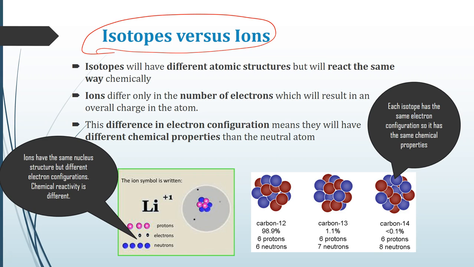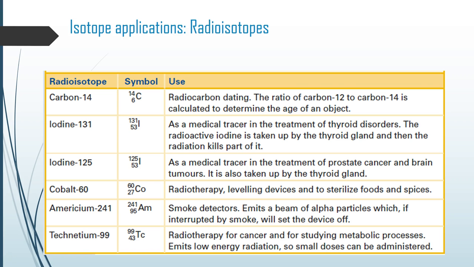Remember, ions gain or lose electrons to become more stable, so they certainly behave differently to the neutral atom before they've done that. Ions will have the same nucleus structure, but different electron configuration, so their chemical reactivity is different, whereas isotopes have the same electron configuration, so they have the same chemical properties, but differ slightly in their physical properties because of the different structure of the nucleus. And that is pretty much what we need to know.